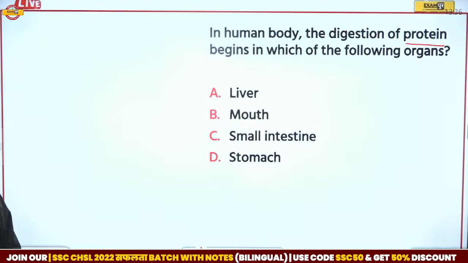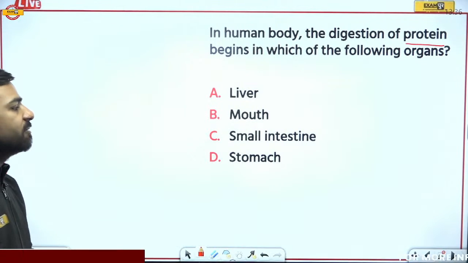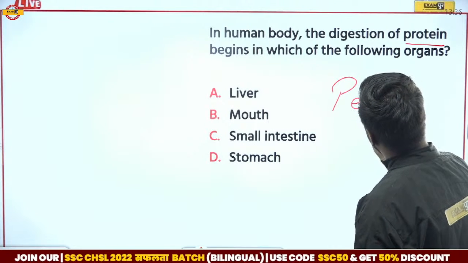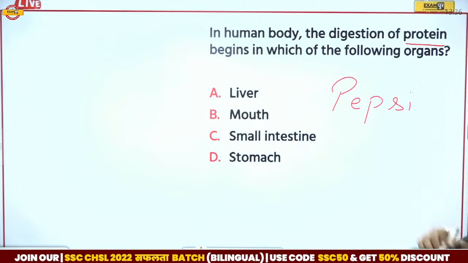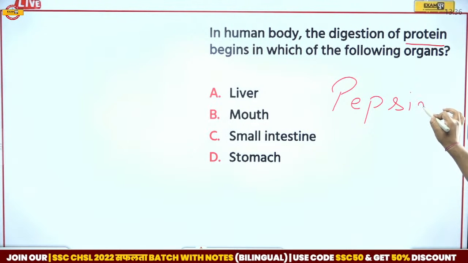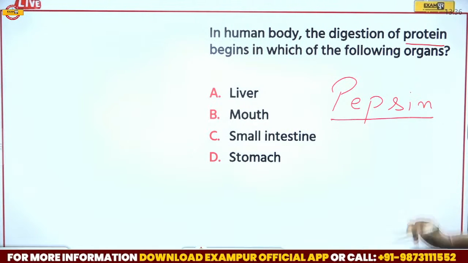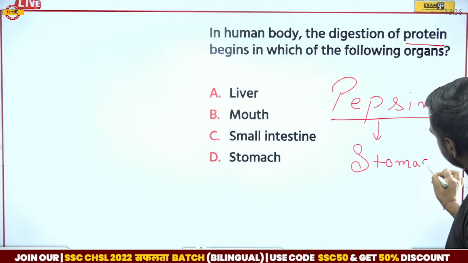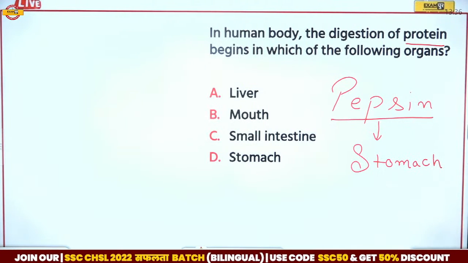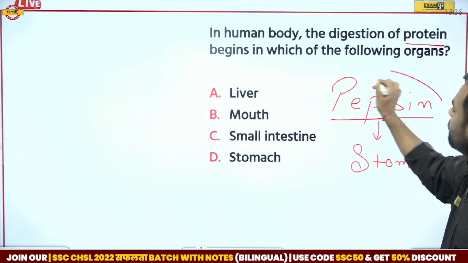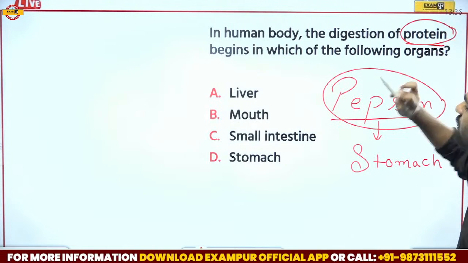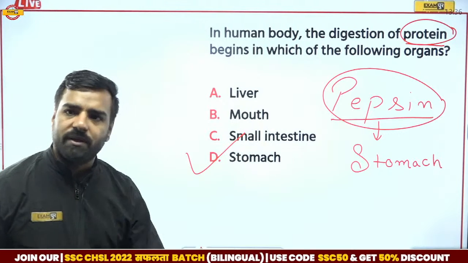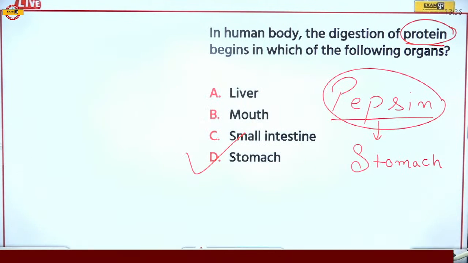Question is, in the human body, the digestion of protein begins in which of the following organs? Now, when we are talking about protein, we have discussed. Our favorite. Now, what I am going to do, I'll just put N over here and tell you that this is actually the enzyme which is present in our stomach. Now, this is going to do what? So it will do one thing, that is pepsin, which is present, it will be helping in the digestion of the protein. So if I check these options, what is the correct answer? Correct is absolutely correct over here. The correct answer is going to be your stomach. That is option number D. Very good.